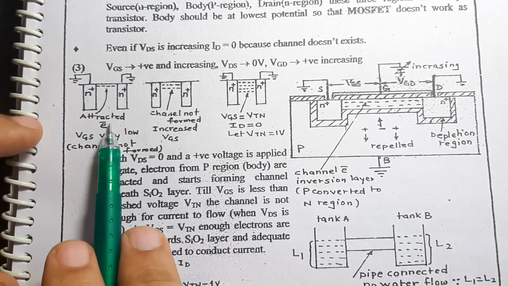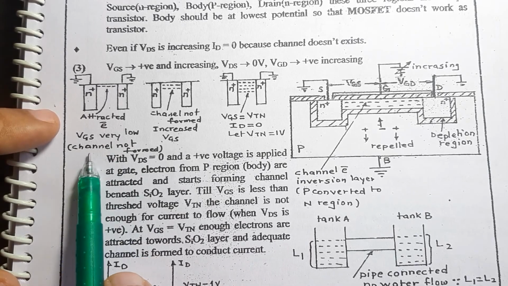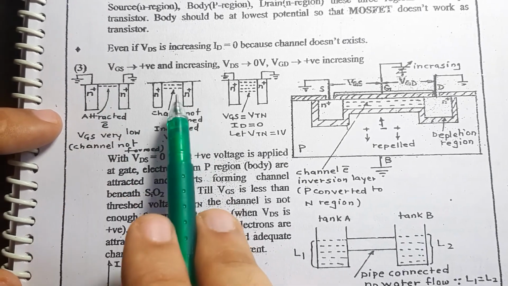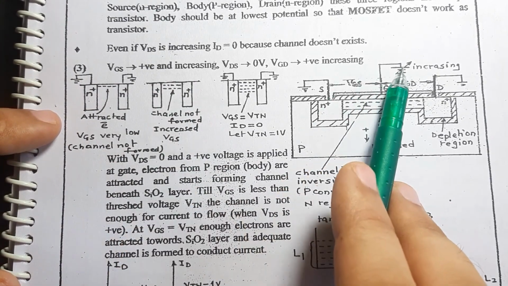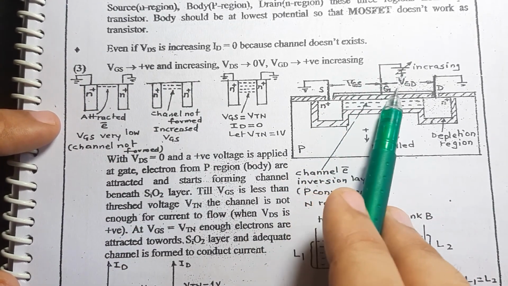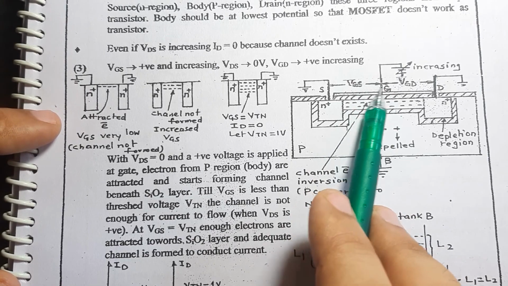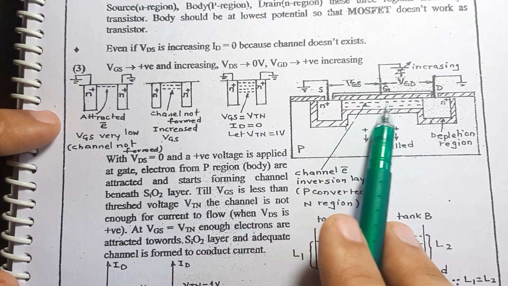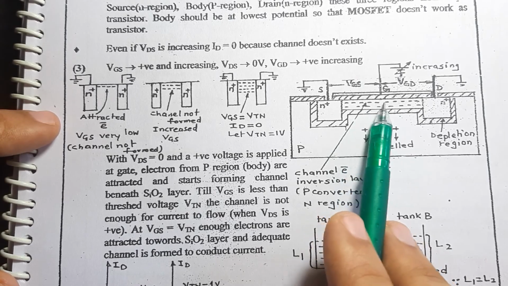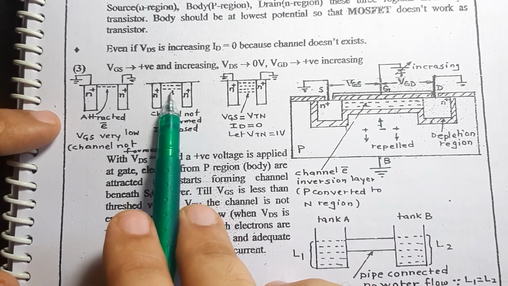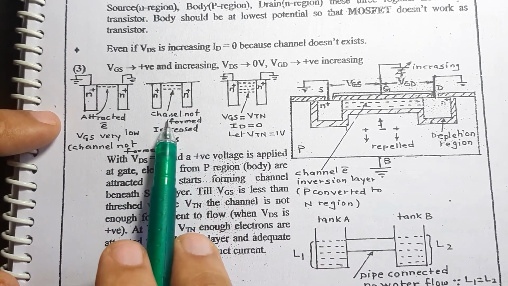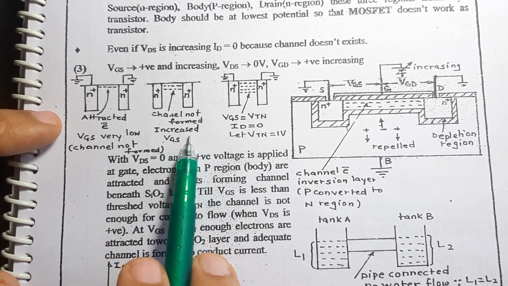If you look at the diagram, your VGS is very low. The channel is not formed. As of now, only some electrons are attracted. Again, you increase your VGS, that means more positive polarity is accumulated over here. If more positive polarity is attracted, then more negative electrons will be attracted towards the SiO2 layer. That means more electrons will be accumulated over here. In other words, the channel is not formed, but you have increased your VGS.